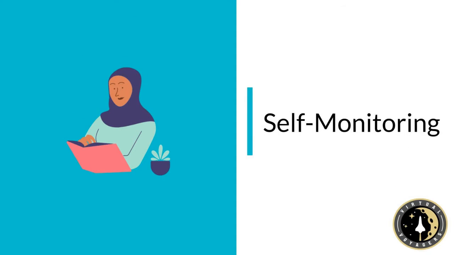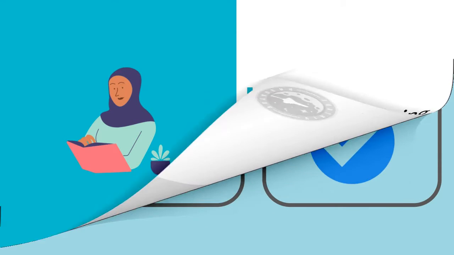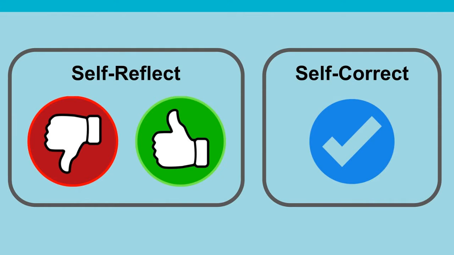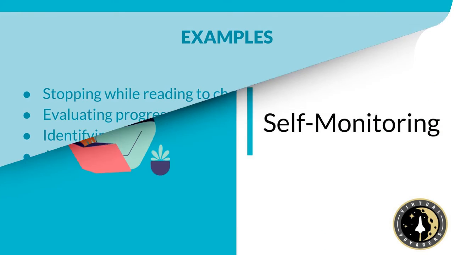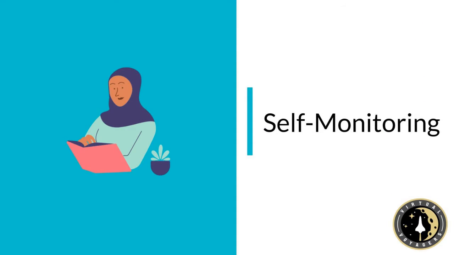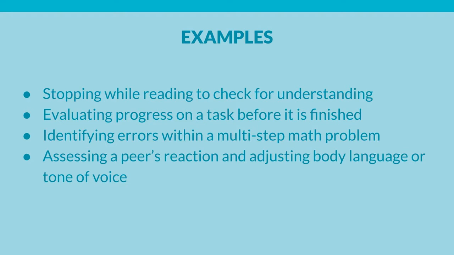Simply put, self-monitoring is the ability to assess yourself and make changes as needed. It involves understanding external expectations and determining if they've been met. In order to do this, we have to be able to self-reflect and self-correct when things aren't going well. Some examples might include stopping while reading to check for understanding, evaluating progress on a task before it's finished, identifying errors within a multi-step math problem, or assessing a peer's reaction and adjusting body language or tone of voice.